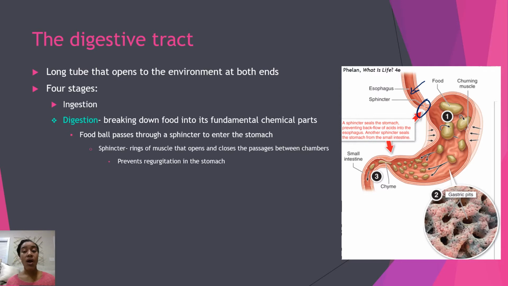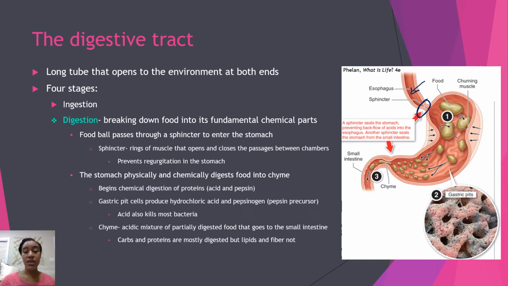This sphincter also helps to prevent regurgitation. So this is also why you can do a headstand and not all of your stomach acid comes rushing out of your body, right? It closes that passage until it needs to open. So once food gets to the sphincter, it'll open up, deposit food into the stomach, and then it'll close again. So once food is in the stomach, it will be physically and chemically broken down into something called chyme.